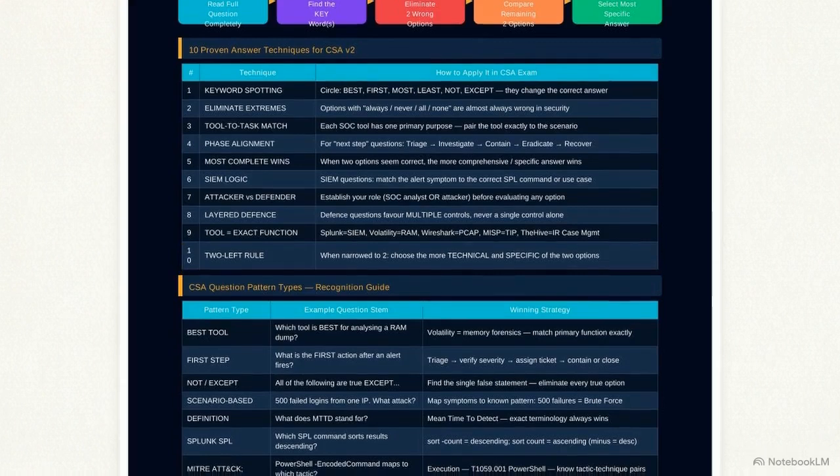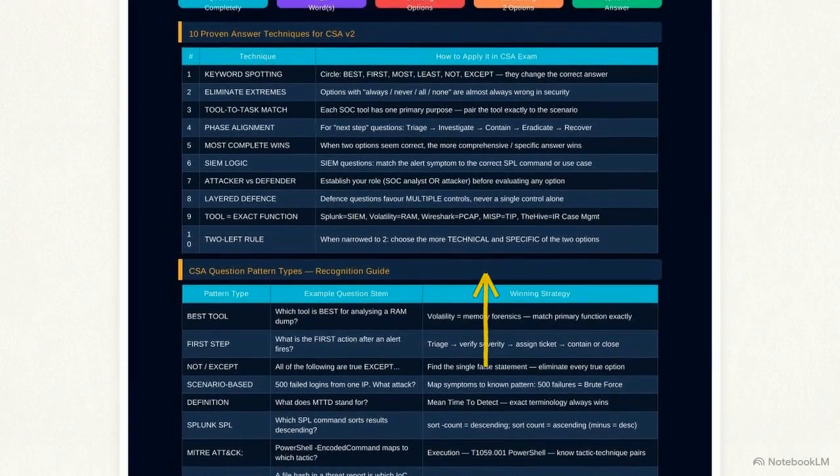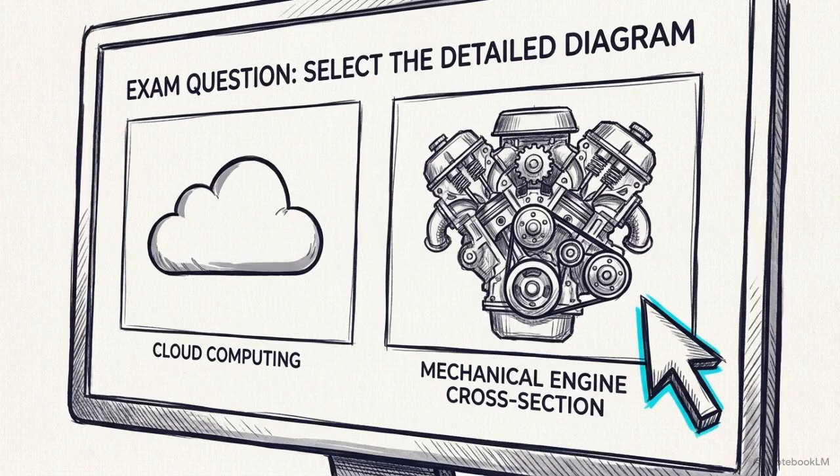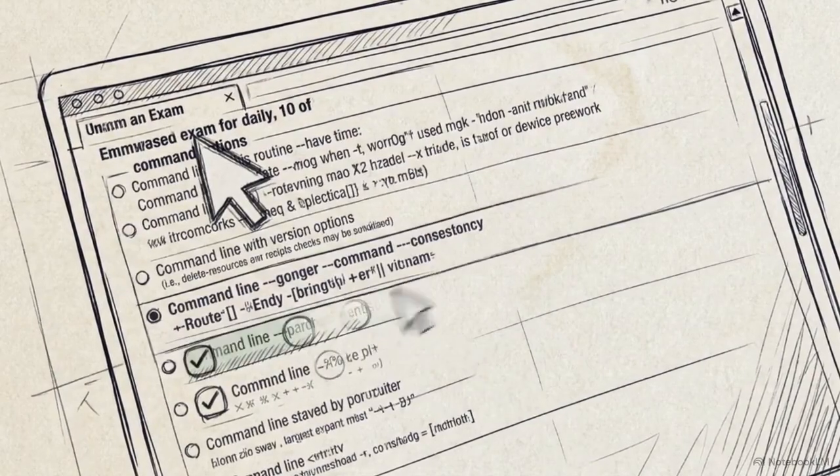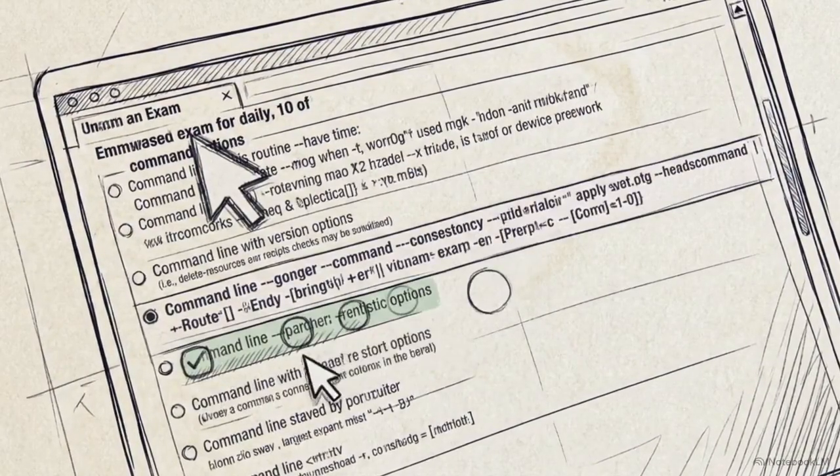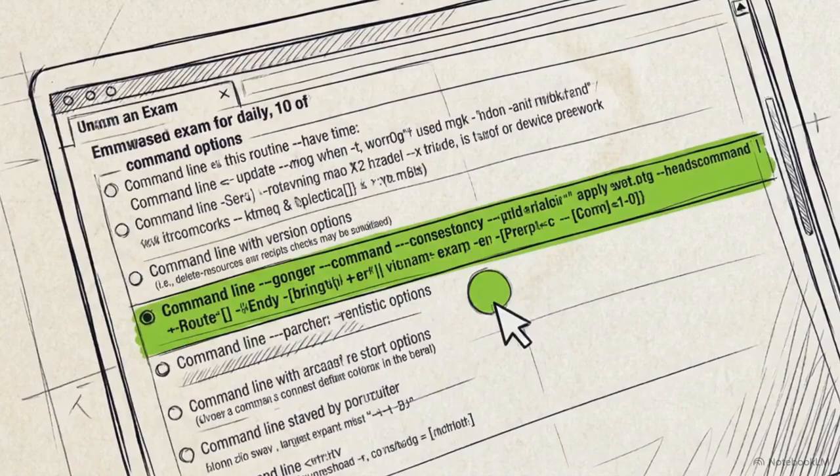One option might suggest a general best practice, while the other provides a highly precise technical command. The EC Council grading logic always favors the highly technical, pedantic answer over the general conceptual one. Technical precision is the primary defense against linguistic traps. On this exam, ambiguity is a strong signal that an answer is incorrect.